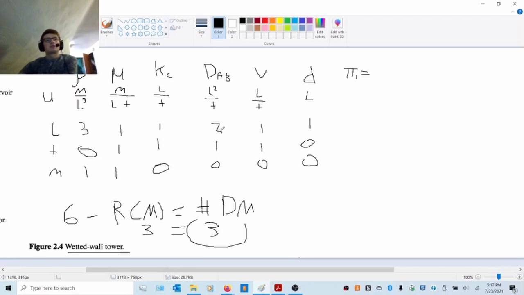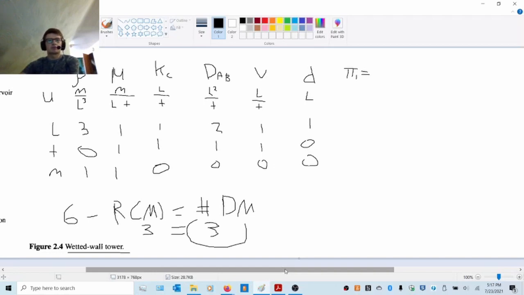The best way to do this is basically to create a core group. So take any three of these variables, and really any of them works, as long as within that core group, every single unit type, length, time, and mass, is represented.